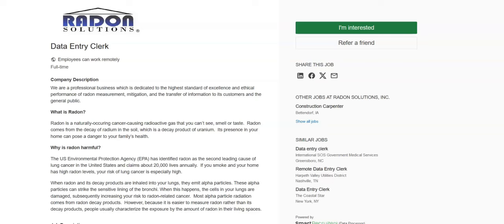Previous experience in data entry or equivalent experience in a related field is a plus. You must be proficient in Microsoft Word and Excel. You must be able to quickly and accurately type and enter data. Knowledge of touch typing system is preferred. You must have attention to detail. And you must have excellent communication and organizational skills.